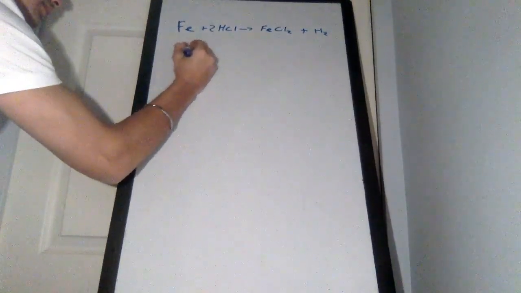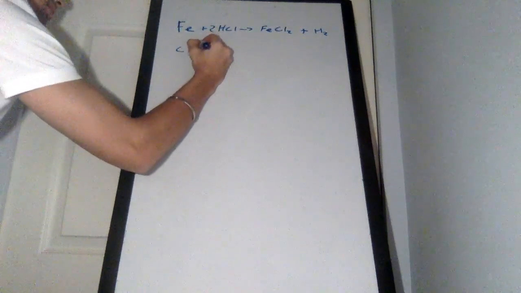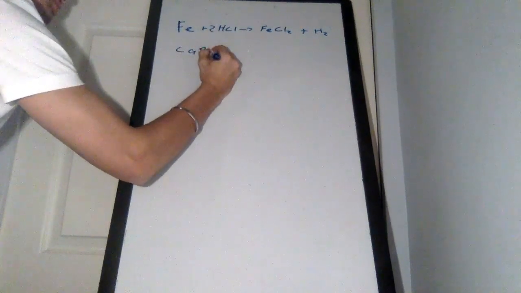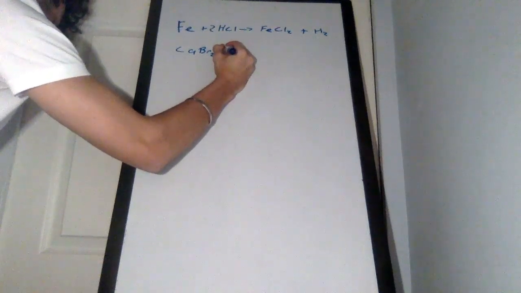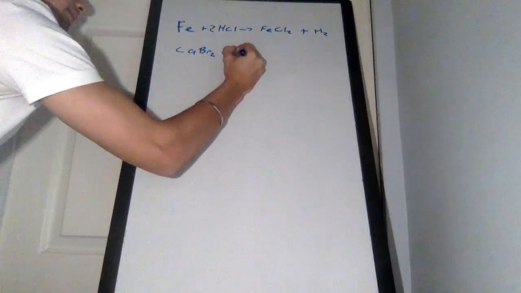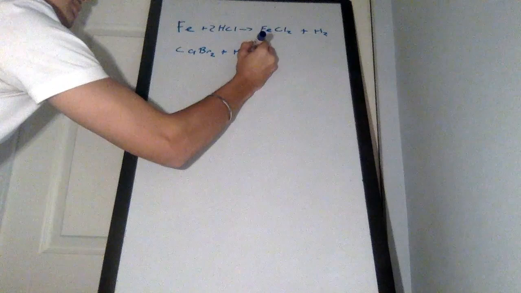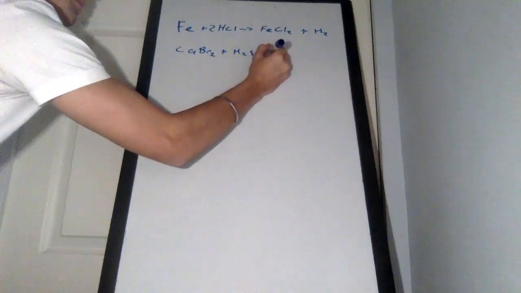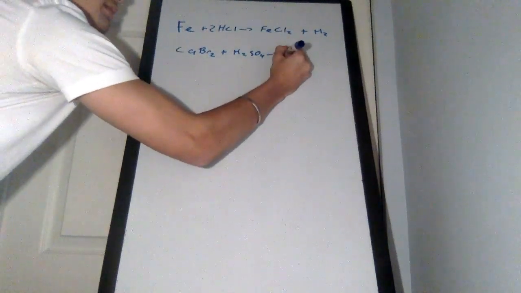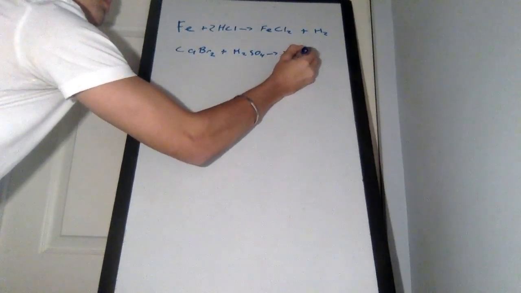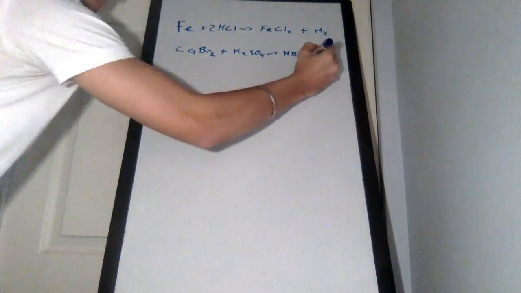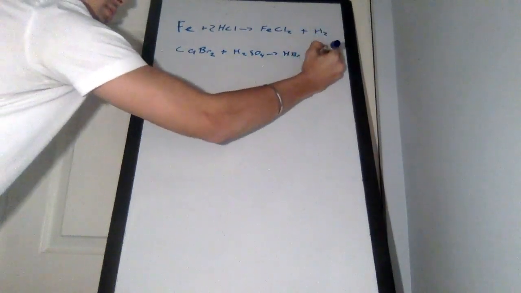Next equation, we have Ca Br2 plus H2SO4 goes to HBr plus CaSO4.